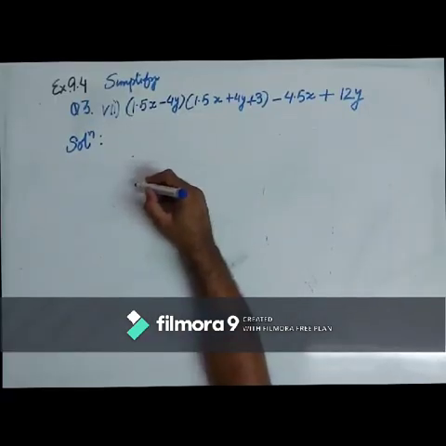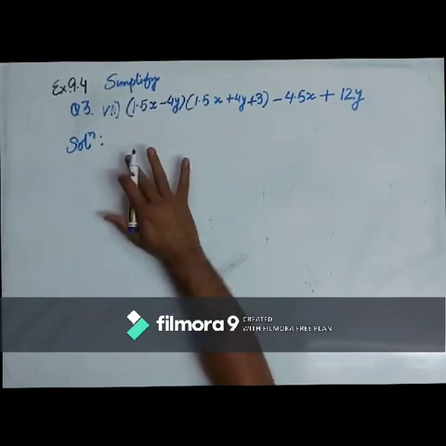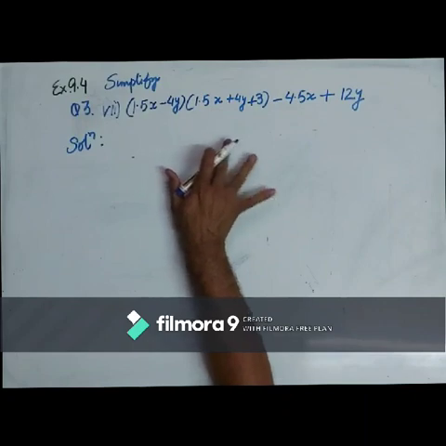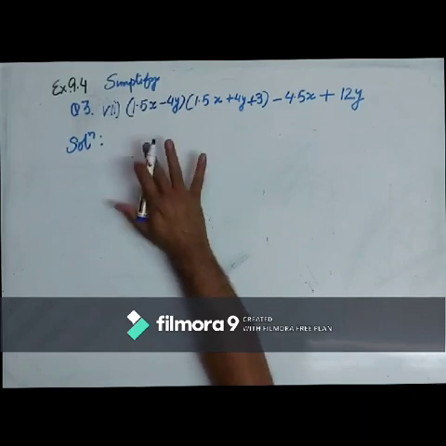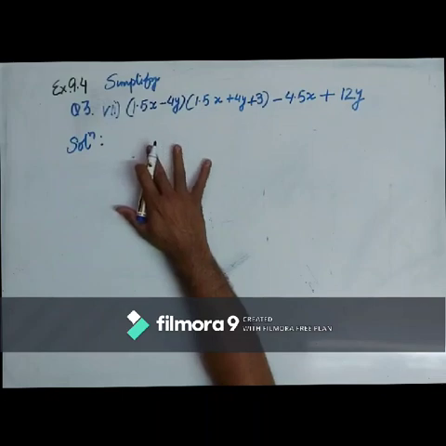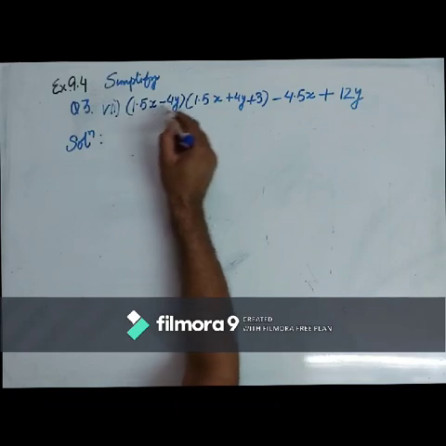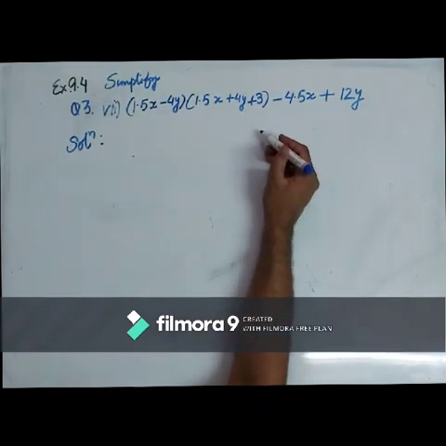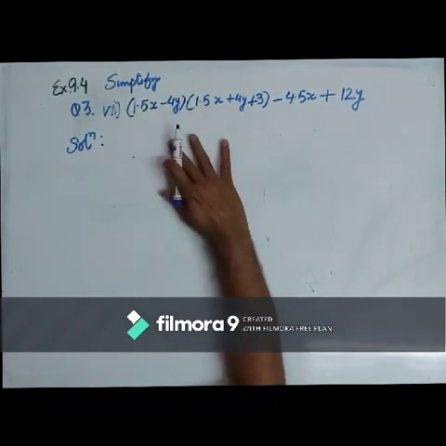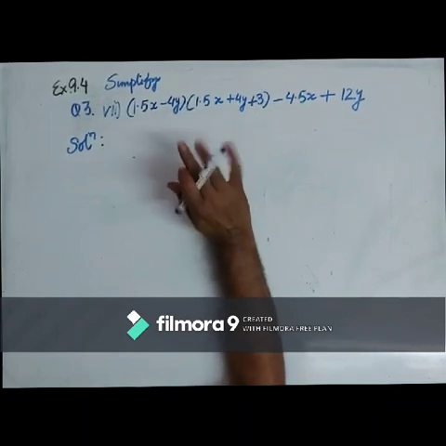Now, part number 5 and part number 6 are the same things as part number 7. So I'm performing part number 7 for you here. If you have any problem in part number 5 or 6, you can take the idea from part number 7. We have binomial and trinomial multiplication here. This is the same thing we did previously with binomial and binomial.